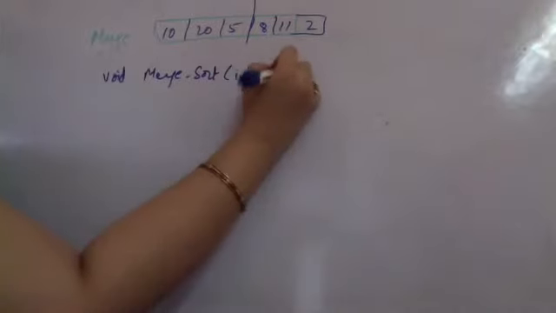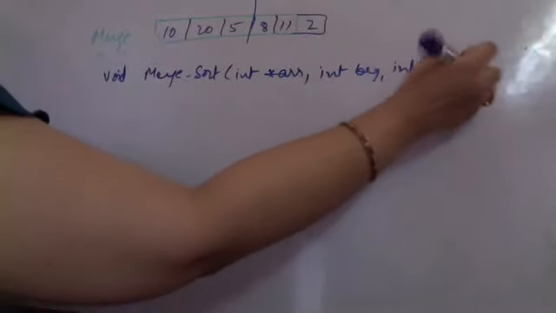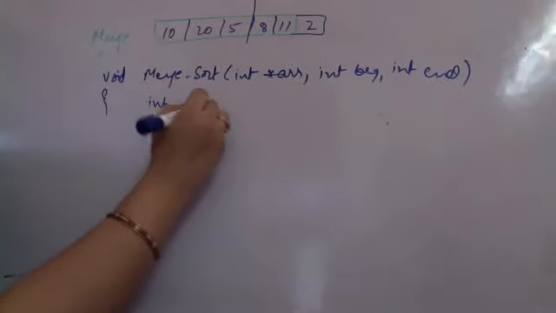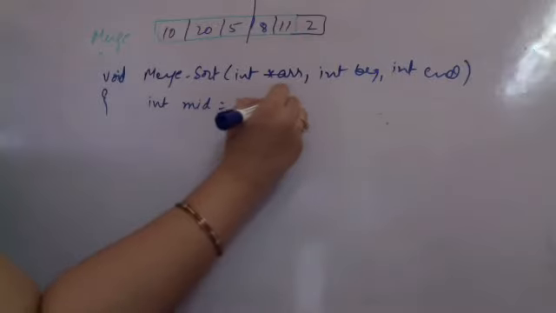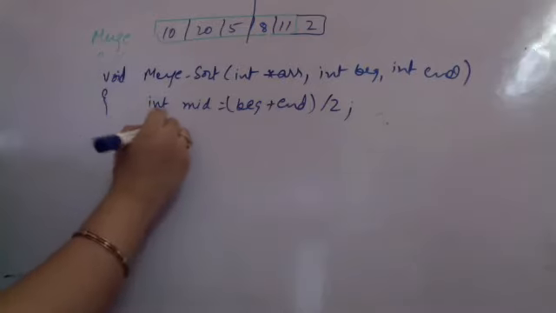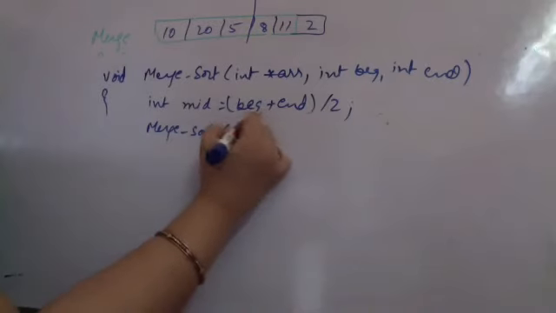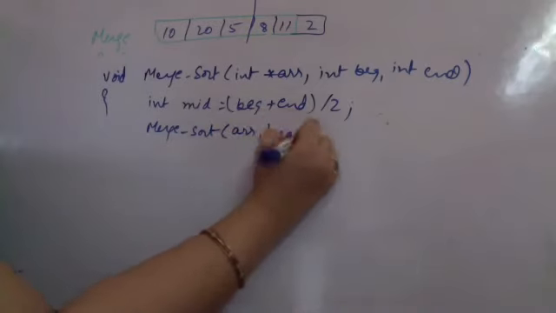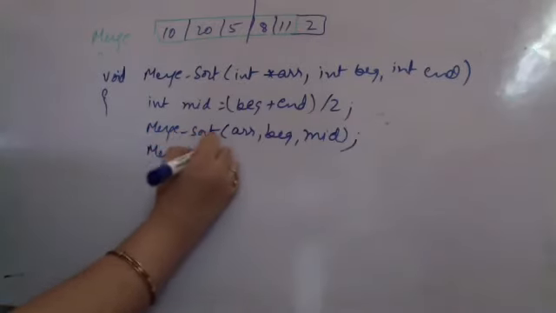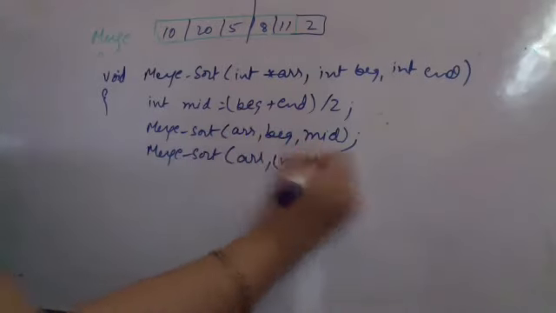I'm calling an integer array with an integer beginning and an integer end, and within this I only am going to calculate an integer mid, which is equal to beginning plus end by 2. So I calculate the middle. When I'm calculating the middle, I am recursively calling the merge sort procedure for the same array from beginning to middle, and I'm calling the merge sort for the same array from middle plus 1 to the end.